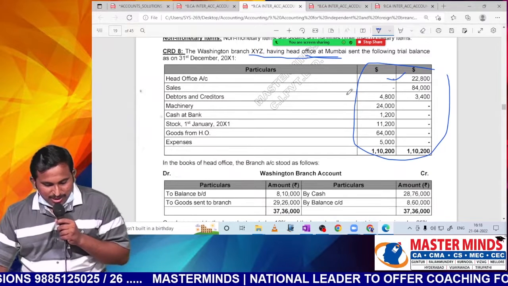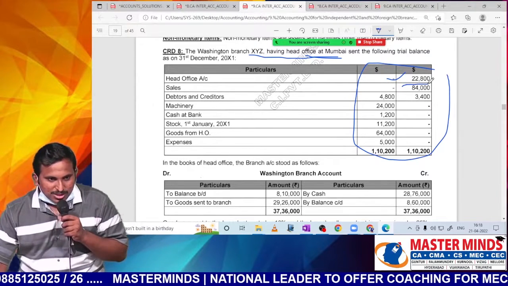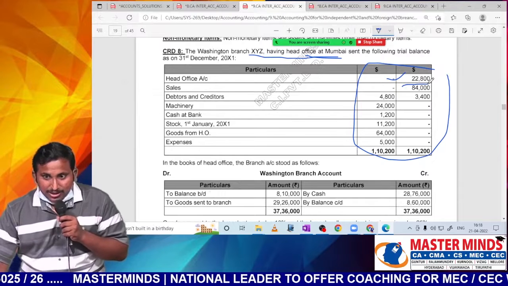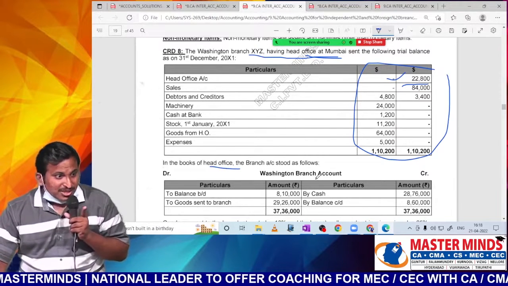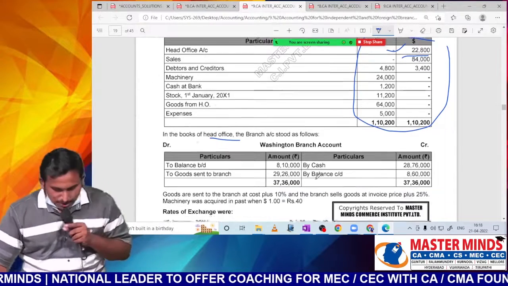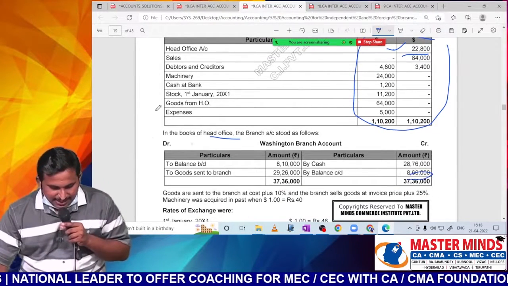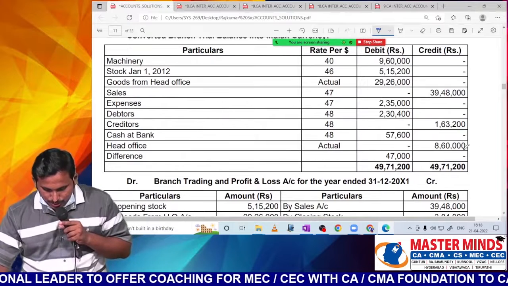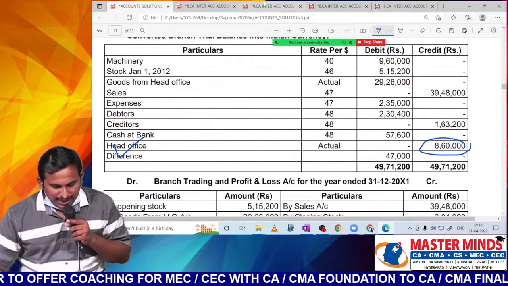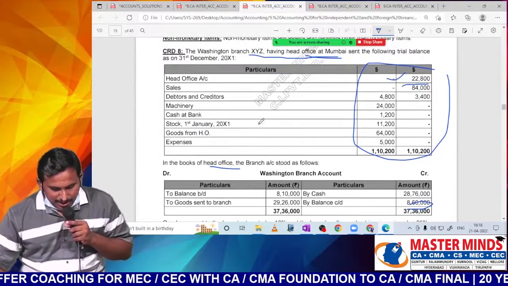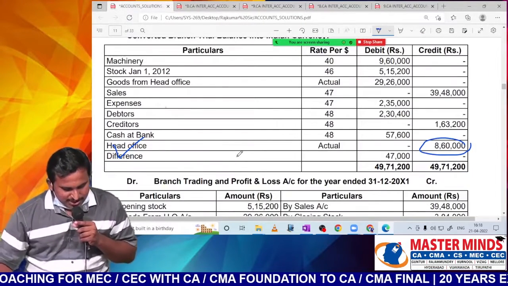Now look here carefully. Head office account is maintained at 22,800. Simply go and look into the head office books for the branch balance, because in head office it is available in rupees. So directly you will record it as 8,60,000. So this 22,800 head office balance, you will simply record as the actual 8,60,000.